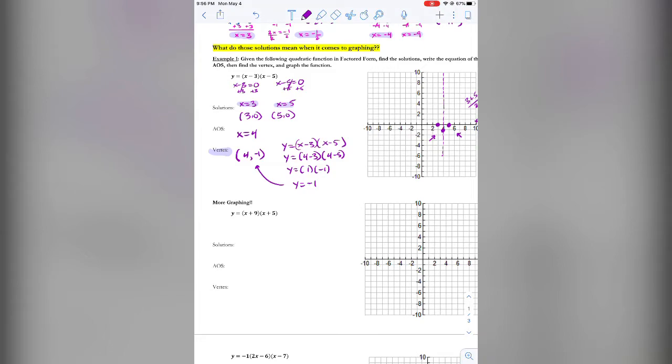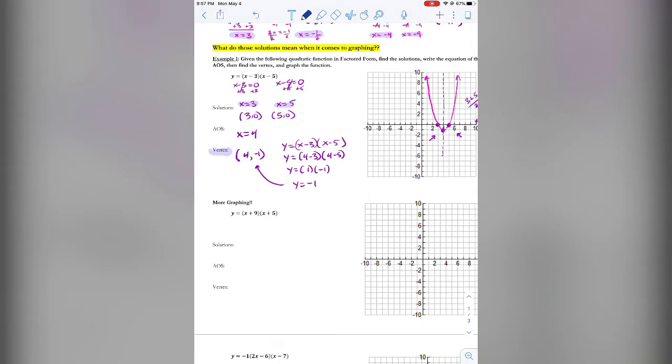And now we kind of can see what the graph looks like. Because we only have 3 points, but we do have the vertex and where it crosses the x-axis. So you can graph it directly from factored form if you want. In a second, I'm going to show you how you don't have to do that.